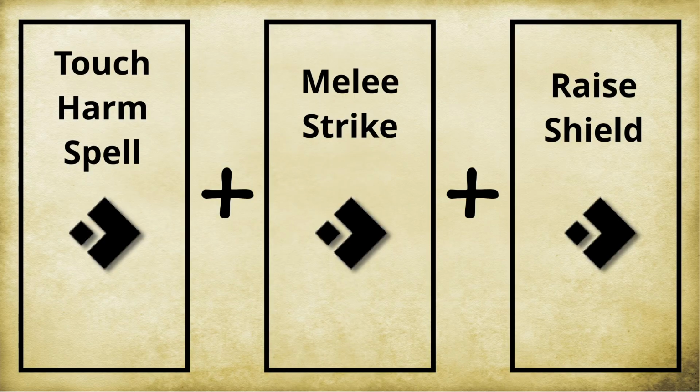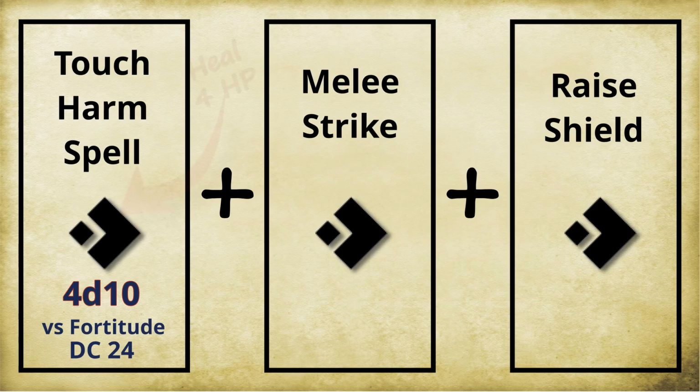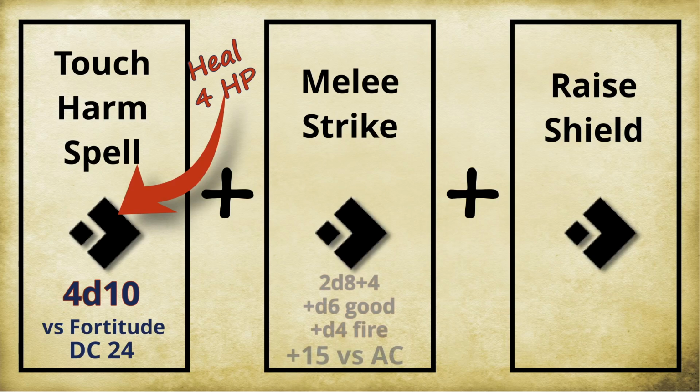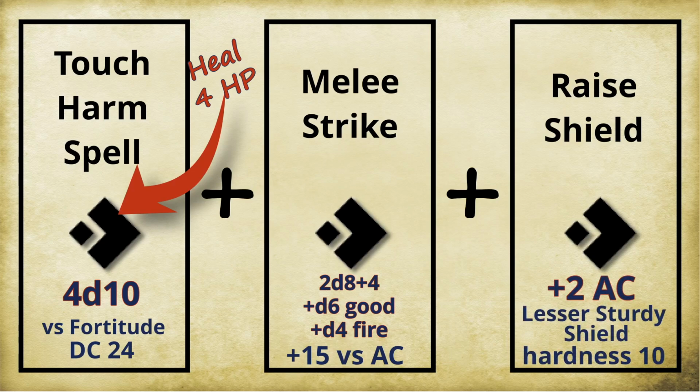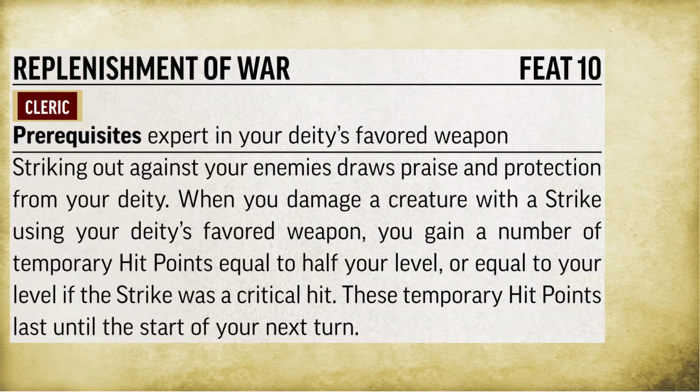Then Emblazoned Energy is going to add another die of elemental damage to our attacks, still with no added actions. So now here at level 8, we're dealing 4d10 negative damage with the touch harm spell. This heals us 4 hit points back, and then we're making an attack at expert proficiency that adds 2 extra die of damage, and the whole time we're keeping our shield raised. That is pretty nasty. It gets better though, because at level 10, with the Replenishment of War, if our weapon attack hits, we get temporary hit points. Again, still not adding any actions in.